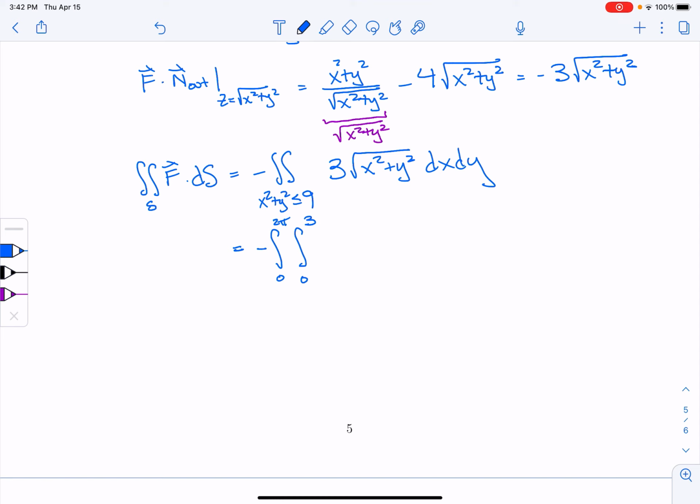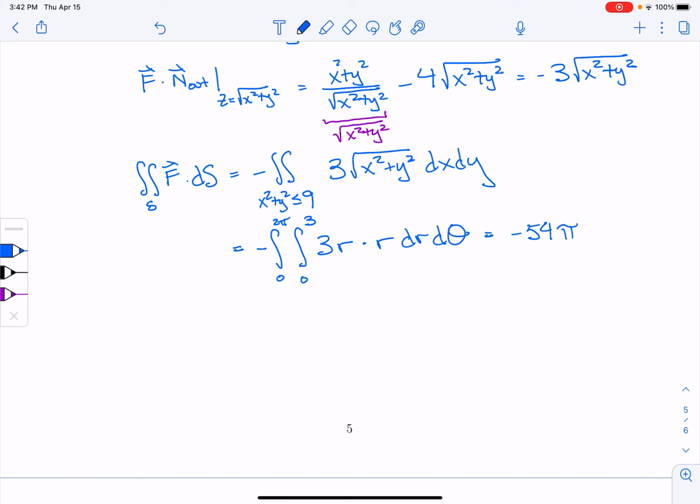Okay, then this integral in polar coordinates would be minus the integral from 0 to 2 pi for theta, the integral from 0 to 3 in r. We're going to integrate 3 square root of x squared plus y squared, so that's r, times r dr d theta. So essentially, we're going to integrate 3r squared dr d theta. This is again an integral I believe that you can do, and so we will get -54 pi. So the flux through that part of the cone is going to actually be negative.